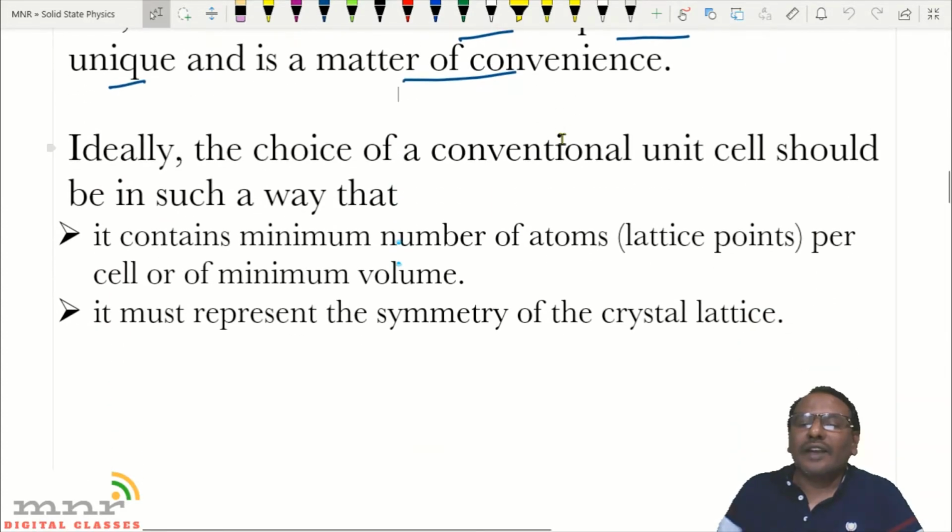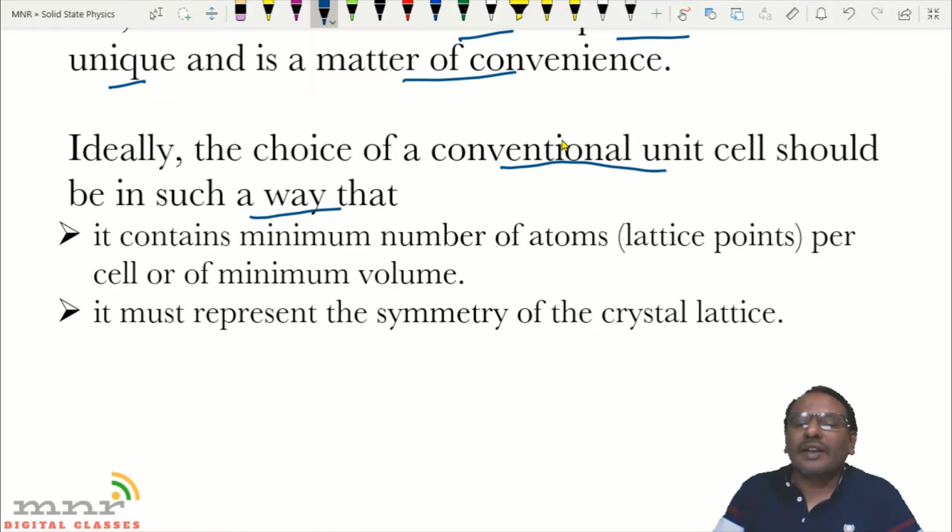Ideally, the choice of a conventional unit cell should be in such a way that it must contain the minimum number of atoms, that is minimum number of lattice points per unit cell, or minimum volume. There are 2 ways. Either it must have the minimum number of lattice points. If this is not possible, then it must have minimum volume. This is the first criterion for the choice of unit cell.